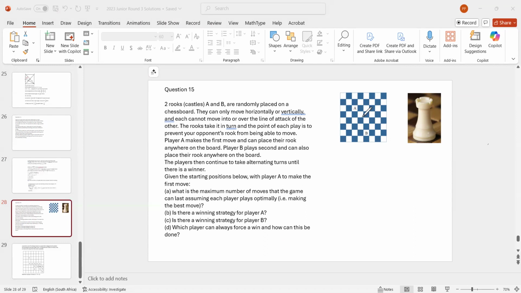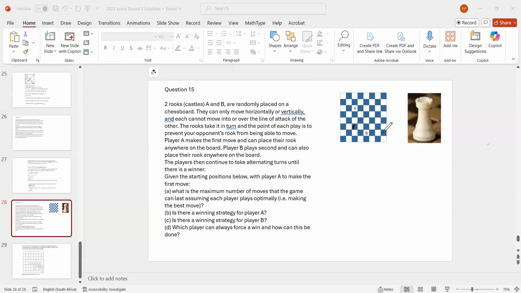So the question now is, given this starting position, what is the maximum number of moves that the game can last, assuming that each player plays optimally? In other words, each player plays as best as he possibly can. All right, so in this diagram here, what I can see is you try to push B into a corner, so you come down here as far as you possibly can, and this is the first move. Call that move one that A makes.